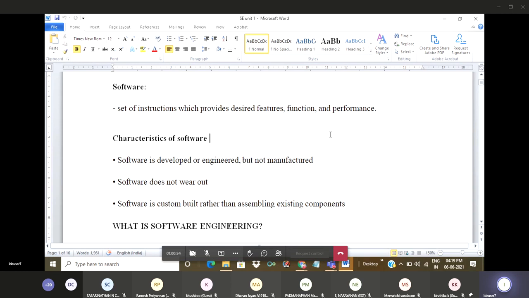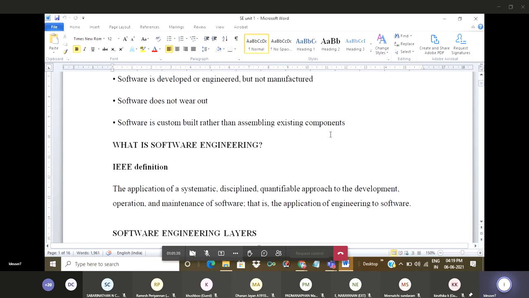Software does not wear out. If you turn on the computer, it will work until you turn off the computer. So software never wears out, which means software never gets tired. The third point is software is custom built, rather than assembling existing components. Custom in the sense we can modify anything. We can modify the software at any time we want. These are some characteristics of software.